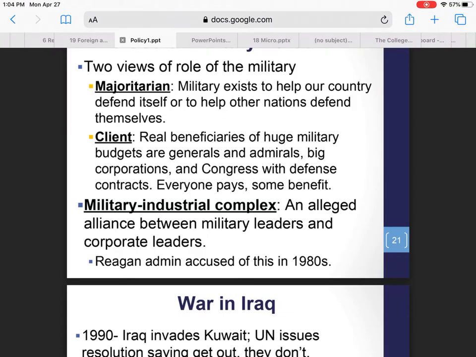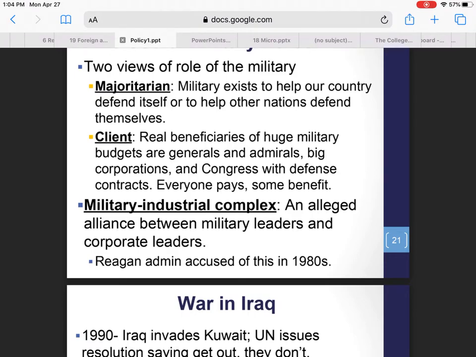This is associated with President Dwight Eisenhower. Eisenhower was a general during the war. He becomes president in 1952, and then he serves for 8 years. So he had a lot of experience with the military. And in his farewell address, when he was leaving office in 1960, he warned against what he called the military-industrial complex.